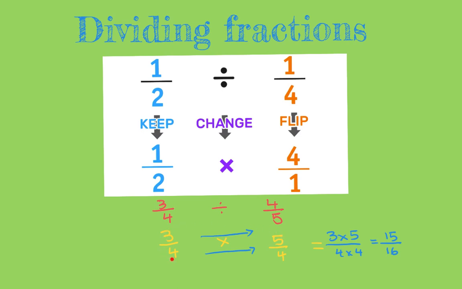Then we've got a nice multiplication, which we can do just like we've learnt. 3 times 5 is 15. 4 times 4 is 16. So we keep, we change, and we flip.